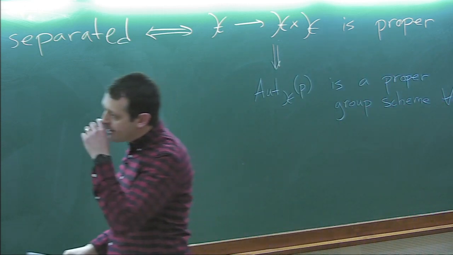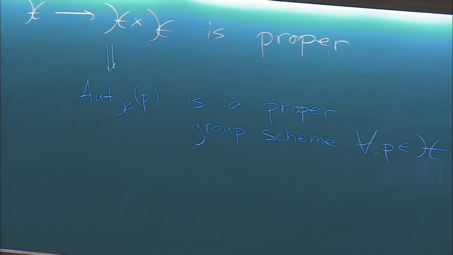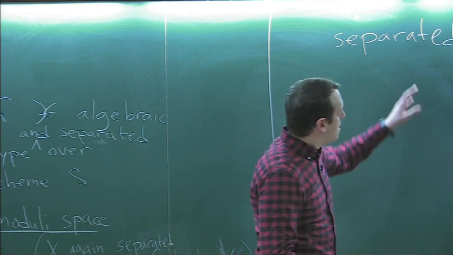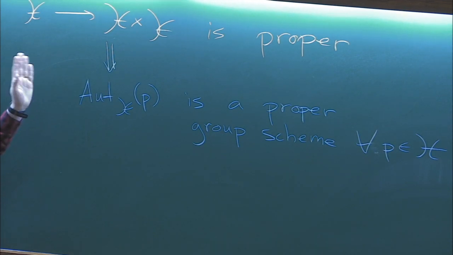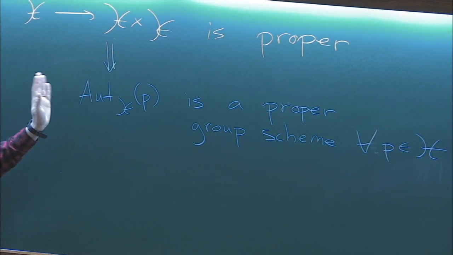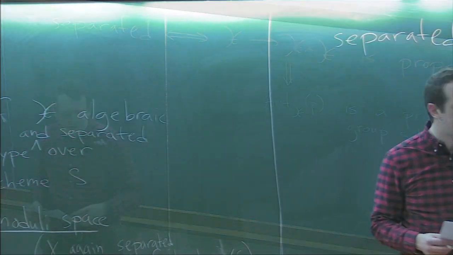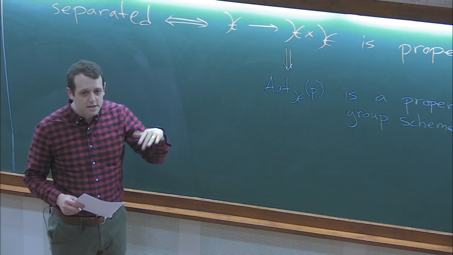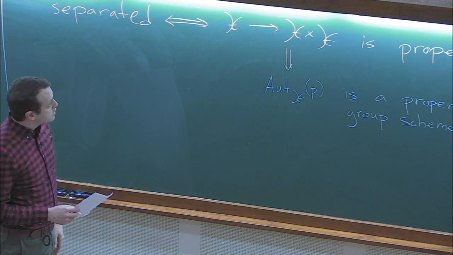So the separated condition, I'm very used to just ignoring it for schemes, because every scheme I care about is separated. For stacks, it's a little different, because the stack being separated actually implies that objects have only finite automorphism groups. It's not exactly that, but it's pretty close. So, in fact, there's a stronger version of the Keel–Mori theorem that says basically if automorphism groups of families are all finite, then you have this moduli space. So anyway, oh yeah.